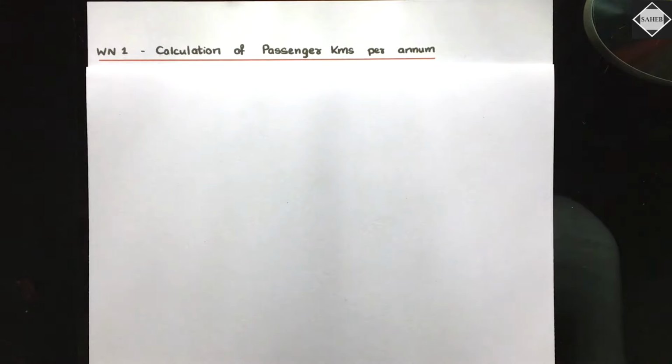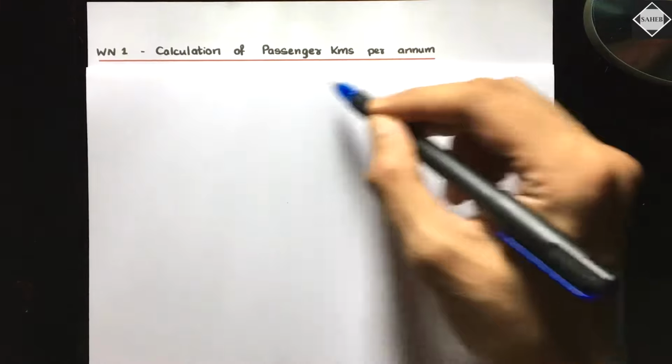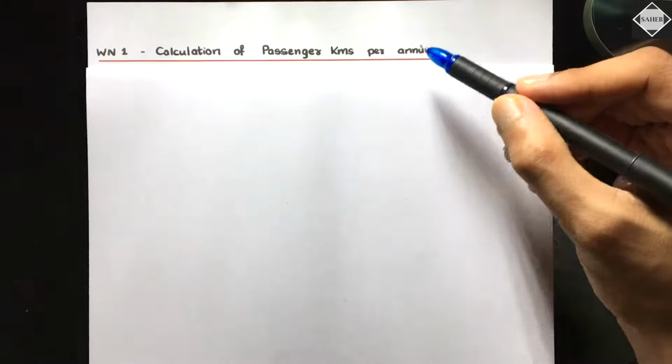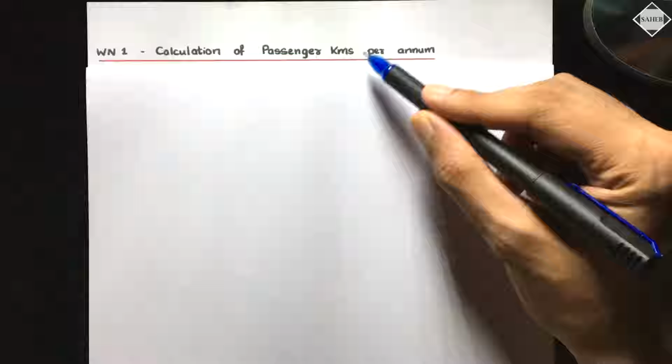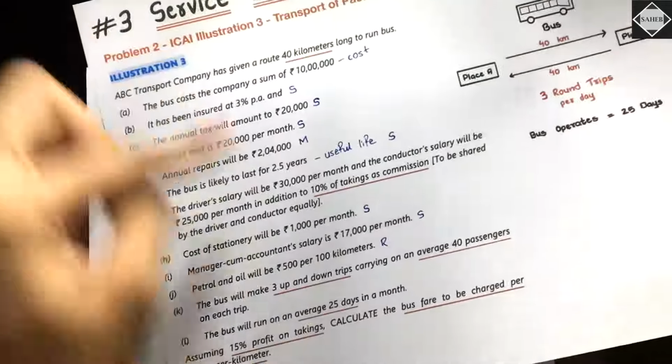Now see here we have the solution. You all know what we do first. We calculate the denominator. We calculate the total passenger kilometers in the bus transport company, right? And this has to be per annum in this question, per year. Why is that so? Because we decided all the costs we are going to take per year.